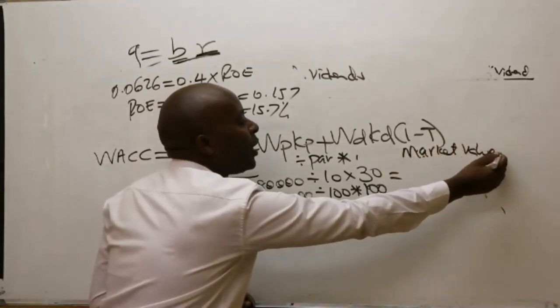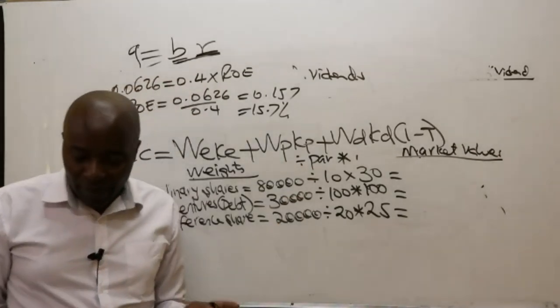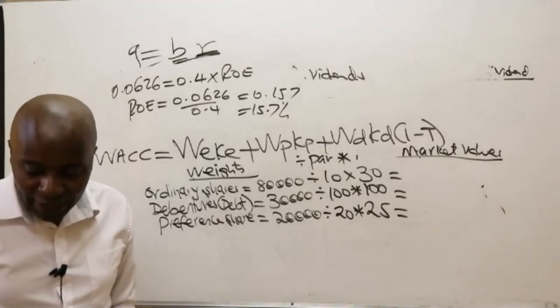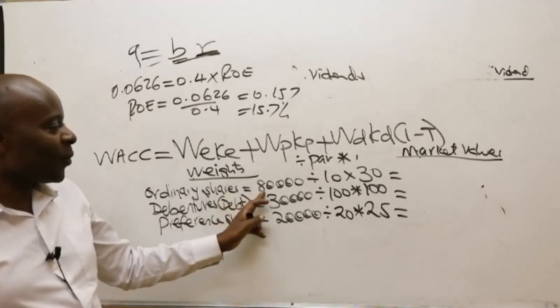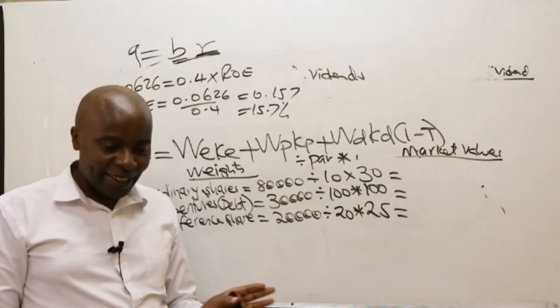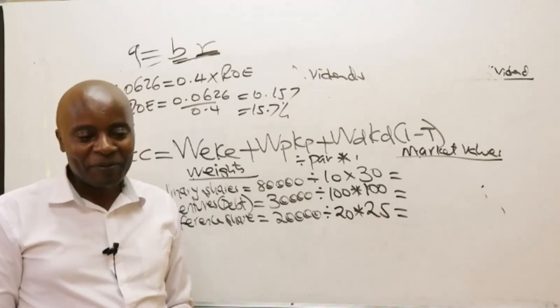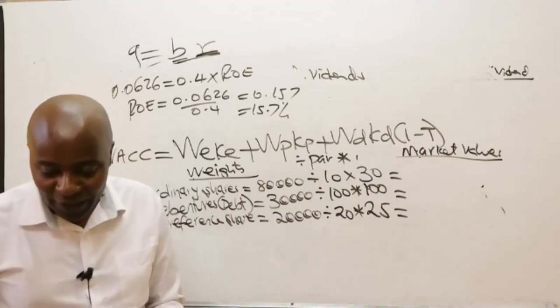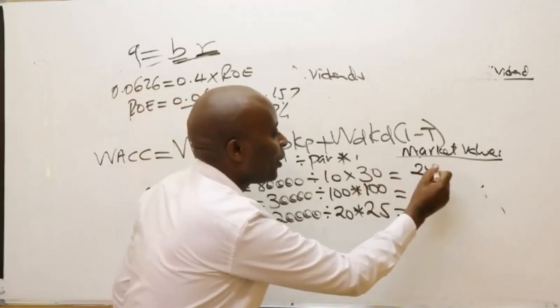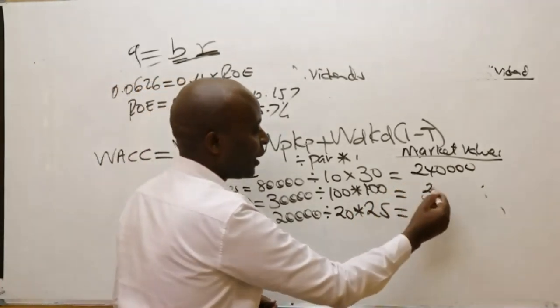For WACC purposes, we always work with market values. So ordinary shares, 80,000 divided by 10 times 30. Please give us a figure. From Faith, 240,000. Of course, for debentures, I'll still be left with 30,000.